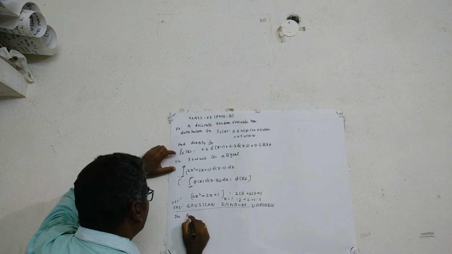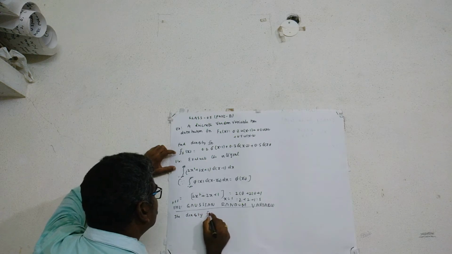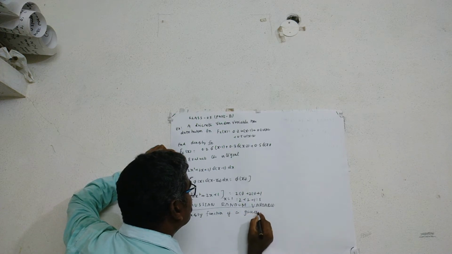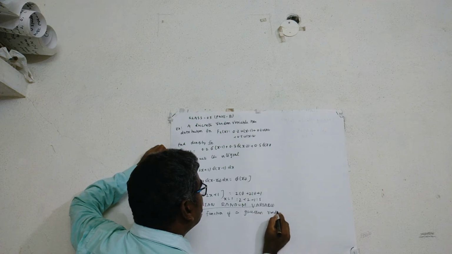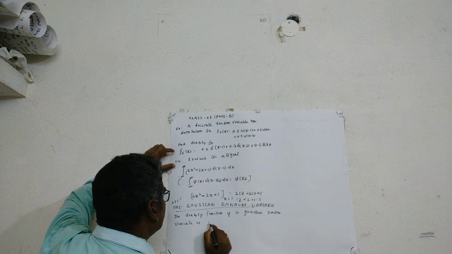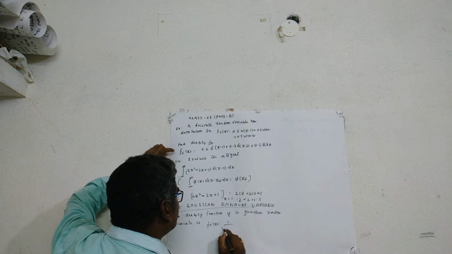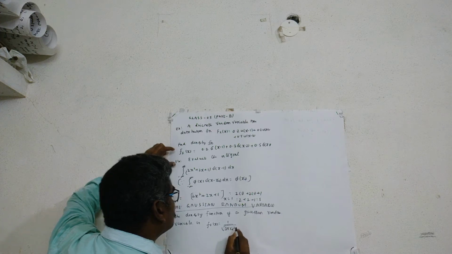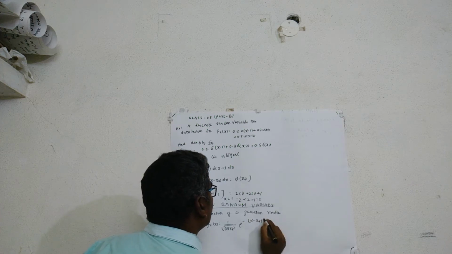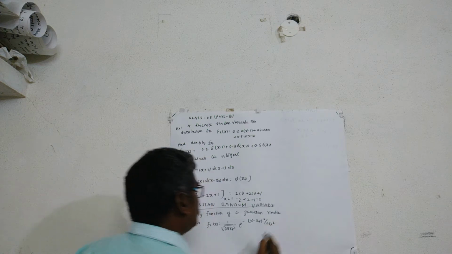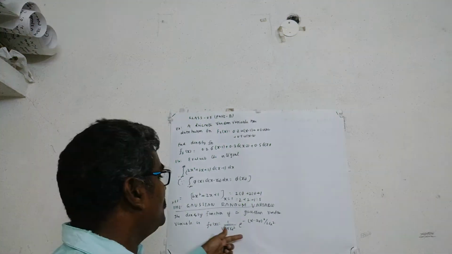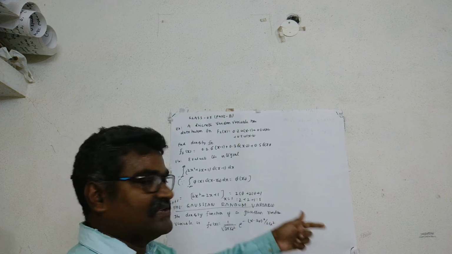The density function of a Gaussian random variable is fX(x) equal to 1 divided by square root of 2 pi sigma X square, e power minus (x minus aX) whole square by 2 sigma X square. Once again I am repeating, fX(x) is equal to 1 divided by square root of 2 pi sigma X square, e power minus (x minus aX) whole square by 2 sigma X square.